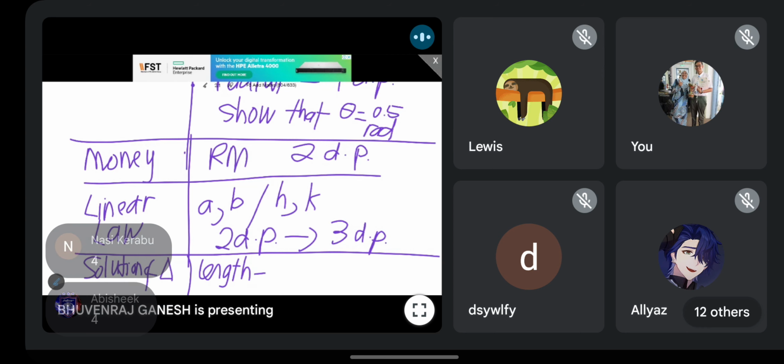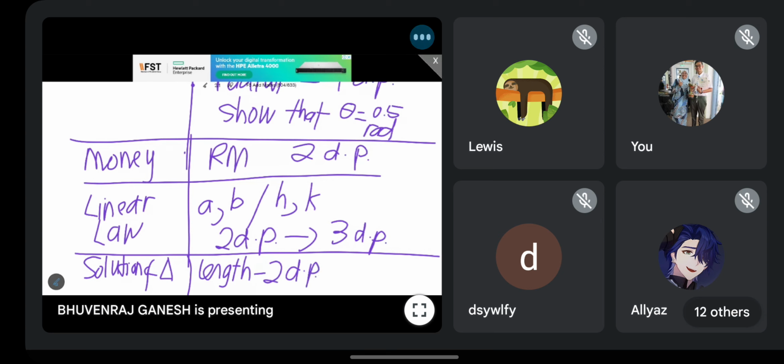To me, I will say 2 is enough already actually. 4 is like too much a bit. Okay, I think I will say 2 dp. Okay, 2 dp. Because if your value is like 17.18 cm, you don't need to go until 4 actually.